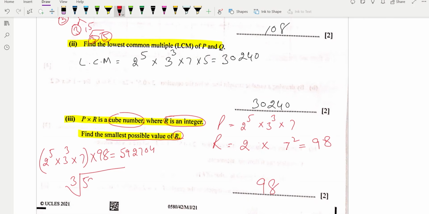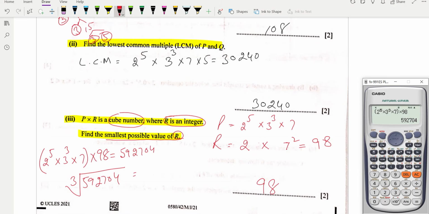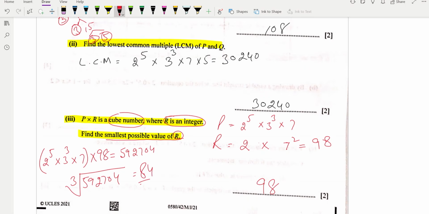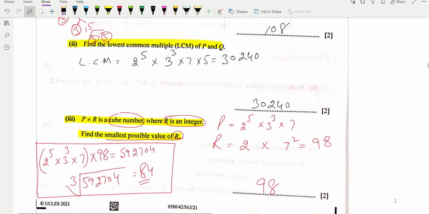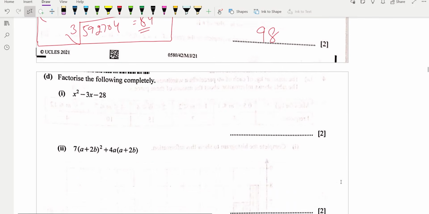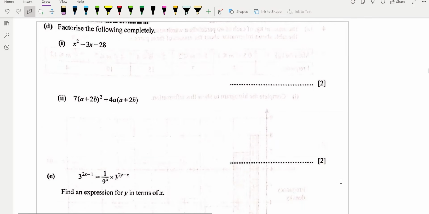So the cube root of 592704 should be an integer. The cube root of the answer is equal to 84, which is basically a whole number. This portion is not required by the question, but it is a check that everything is fine and we have done it correctly. Now we can move to the next part of the question, which is the D part.